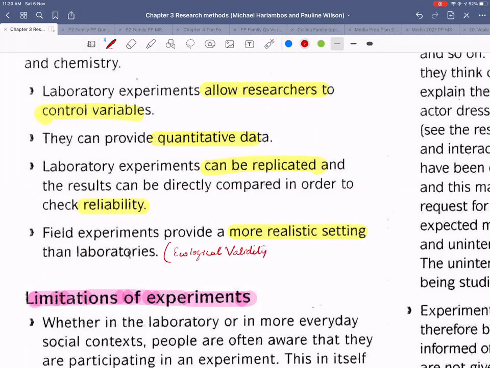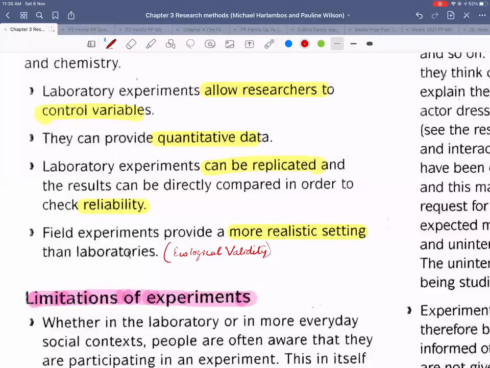What is ecological validity? It is the extent to which a study is conducted in its normal day-to-day environment. Clear? Field experiments, like I had mentioned a minute earlier, the chances of your findings being applicable to real world situations are more in a field experiment as compared to a lab experiment. And this is one reason why many sociologists favor using field experiments instead of lab experiments.